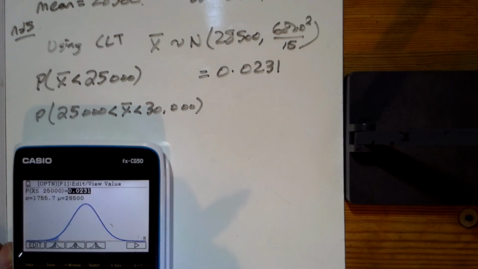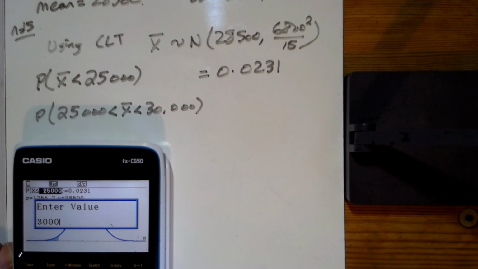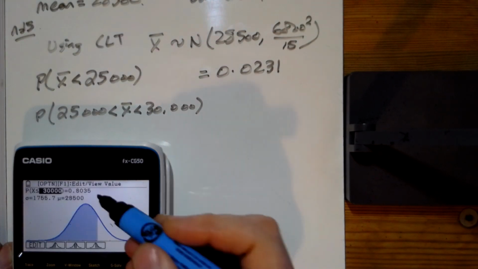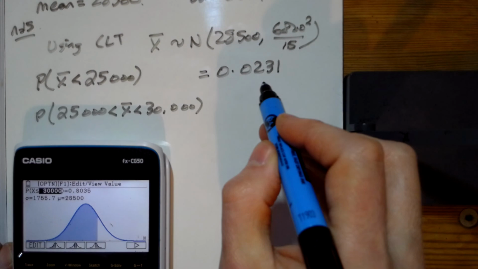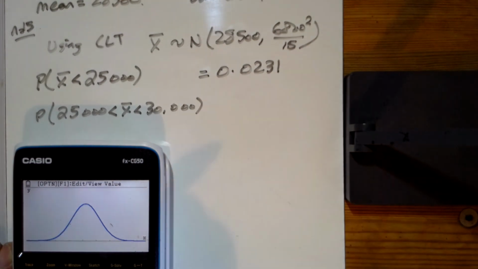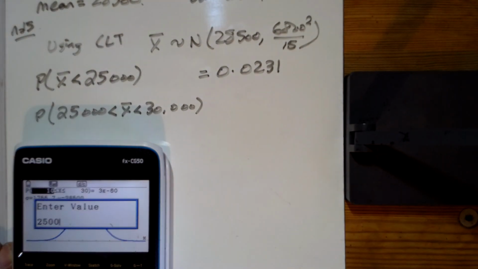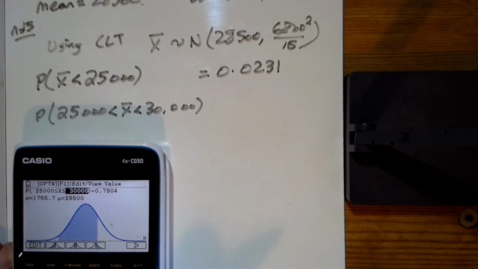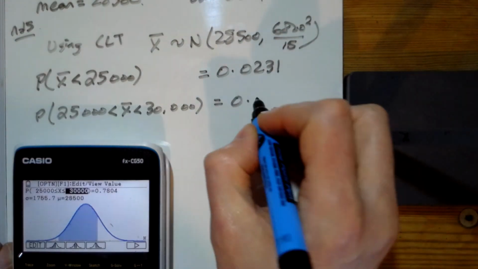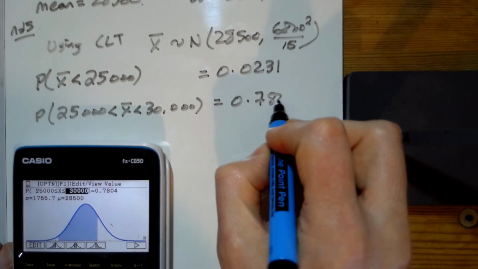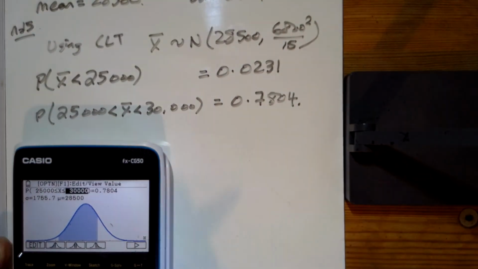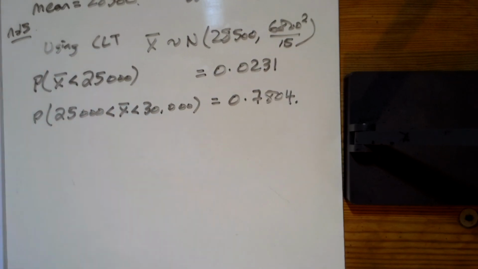Yep, that's fine there. And I mean, what you were supposed to do in the old days here was just change this to 30,000. So you change that to 30,000 and that gives you 0.8035, and then take away what you just had. But we don't need to for ours because we've actually got a button here that does 25,000 to 30,000, and we can get the answer straight away there. So 0.7804. But it's nice to say how we'd have to do it before the calculator. You did less than 30,000, take away less than 25,000, similar to when we do integral bounds.